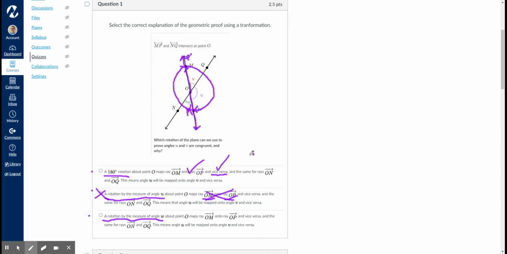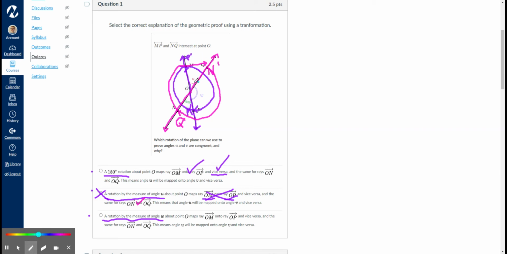And then the same for rays ON and OQ. So ON, we've got that one. If we rotate it 180 degrees, N will land about where Q was, so that's good. We'll call that N prime, so that's good. And if we do that the other way, it should also map Q about to where N is. So that's good, which means angle U will be mapped onto angle V and vice versa.